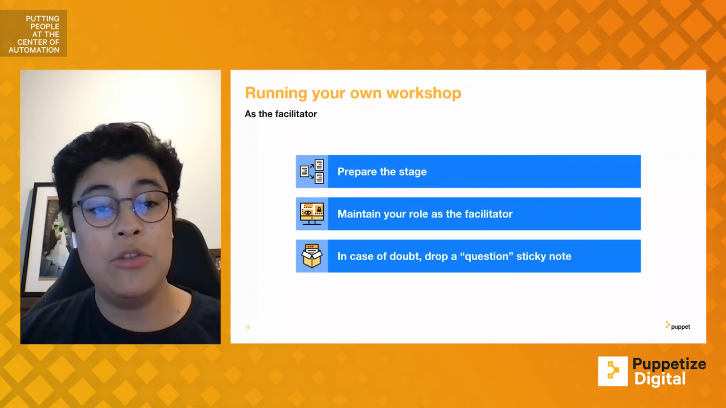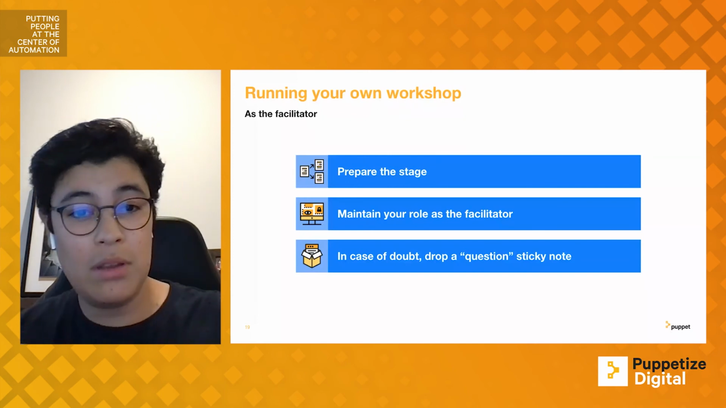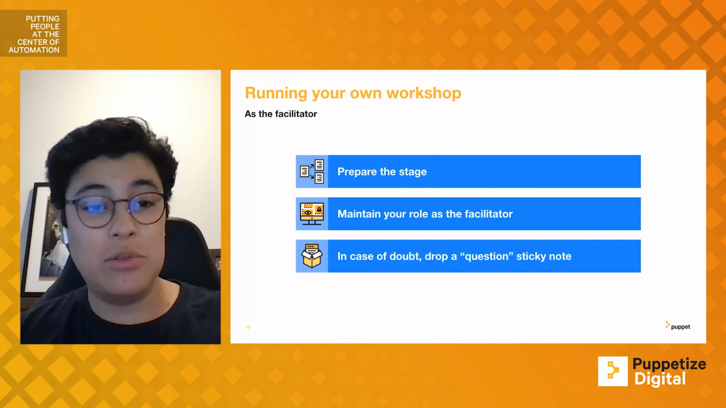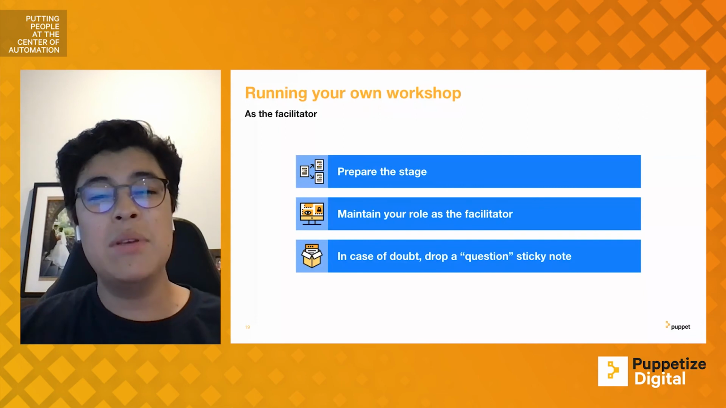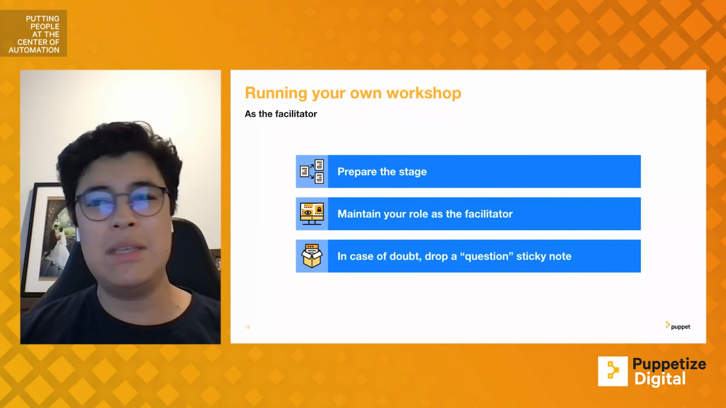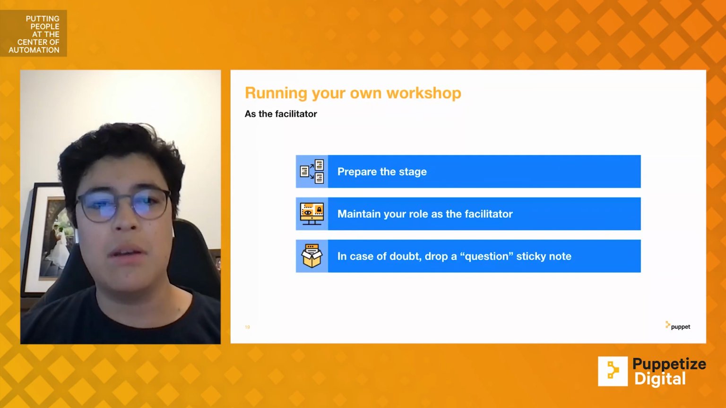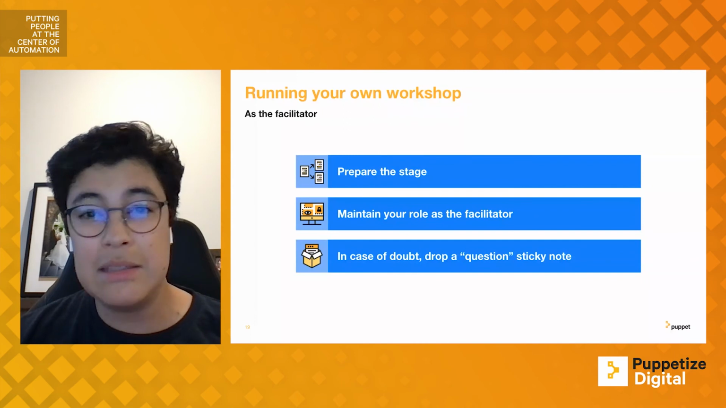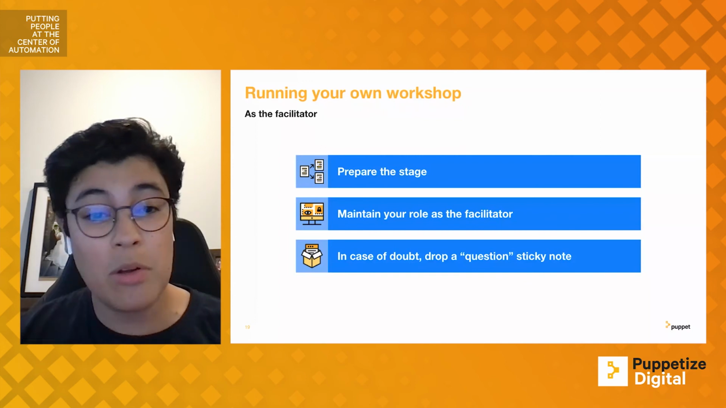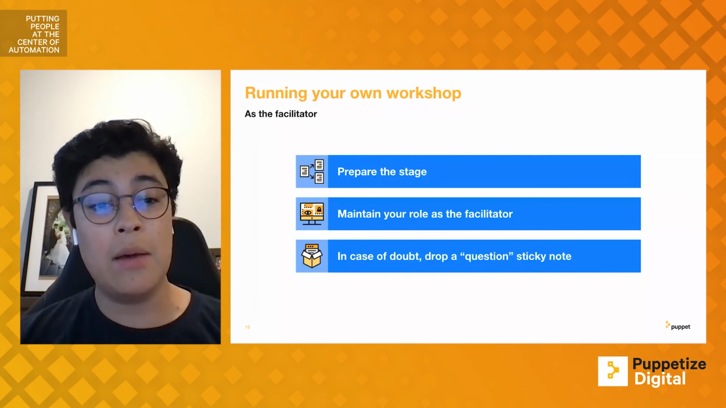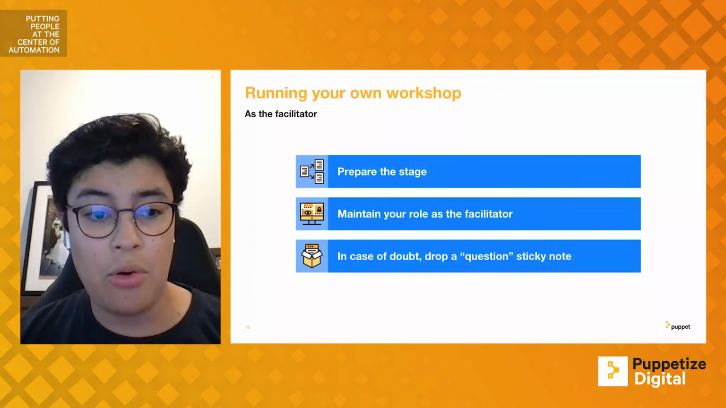The second one is maintain your role as the facilitator. And this means that you should be aware when the conversation is moving towards technical aspects. Be ready to step in and to start moving the conversation away from the technical aspects to something more meaningful. So for example, one tip could be: we have this event, what's the trigger? Who's the owner? Is this still relevant? Should we consider this event as part of the new process? In case of doubt, just drop a question sticky note and then figure out who's the owner or who can answer that later.